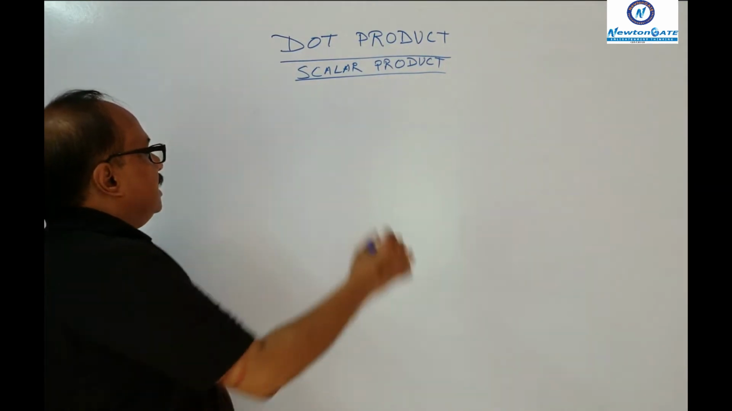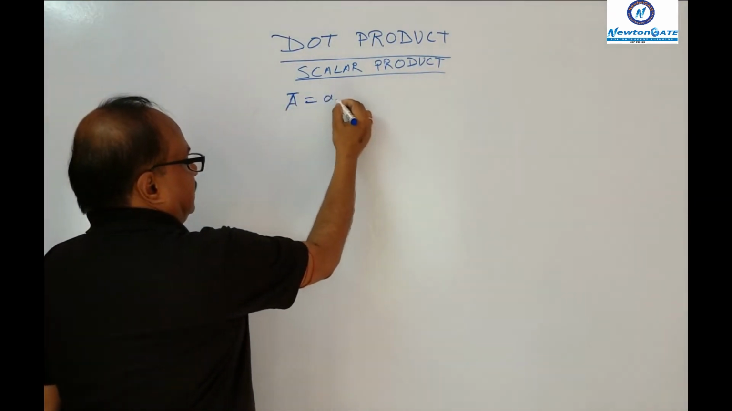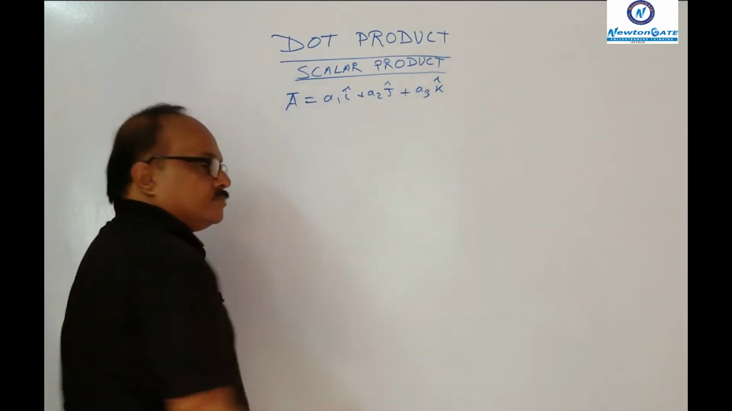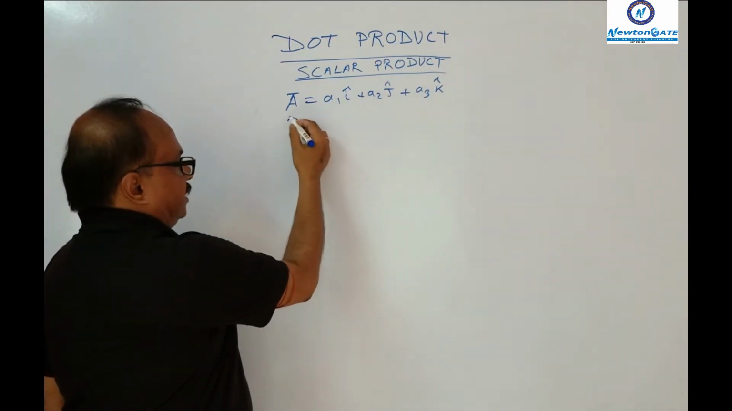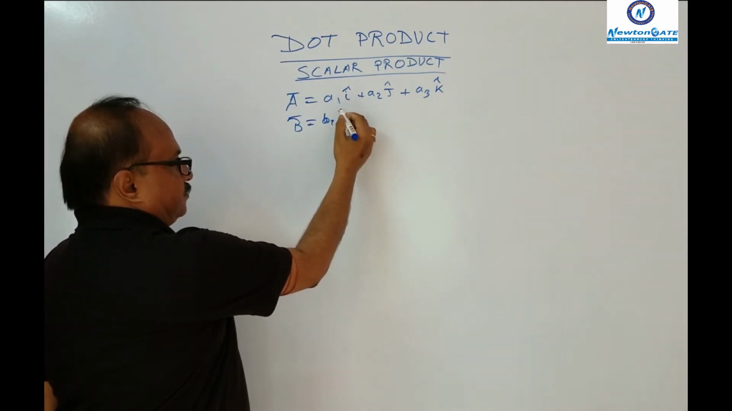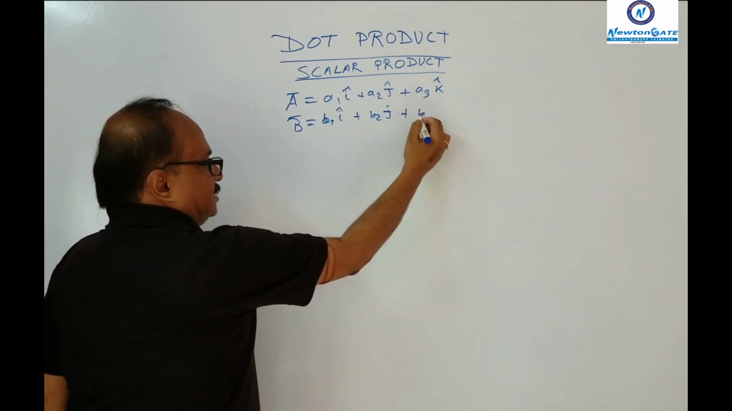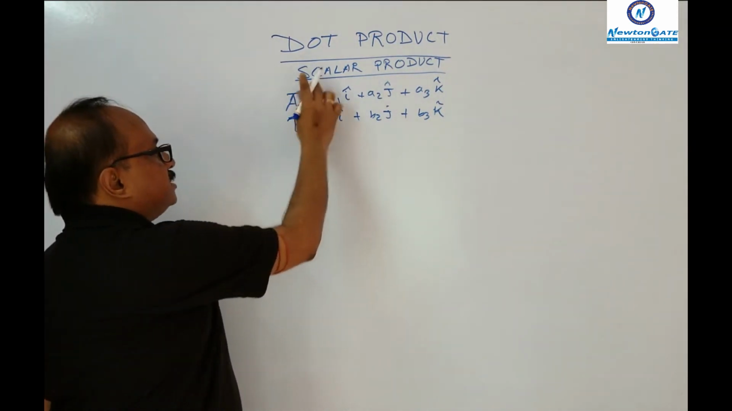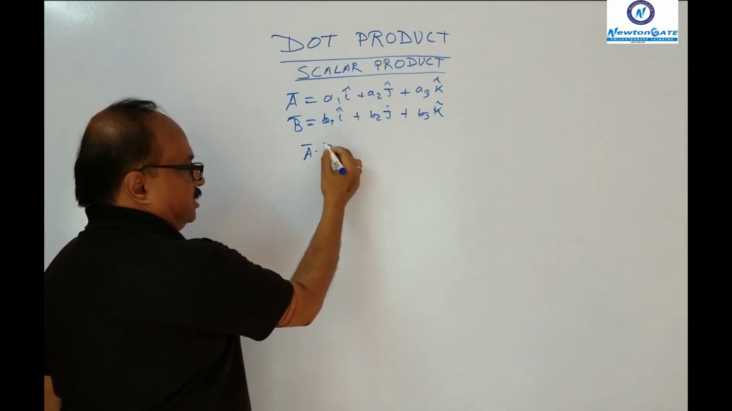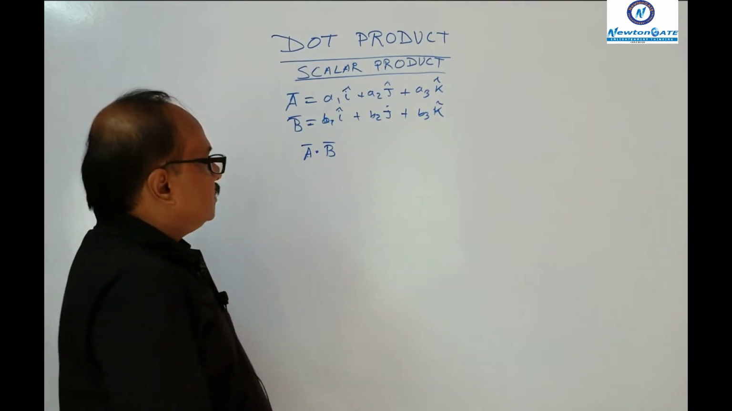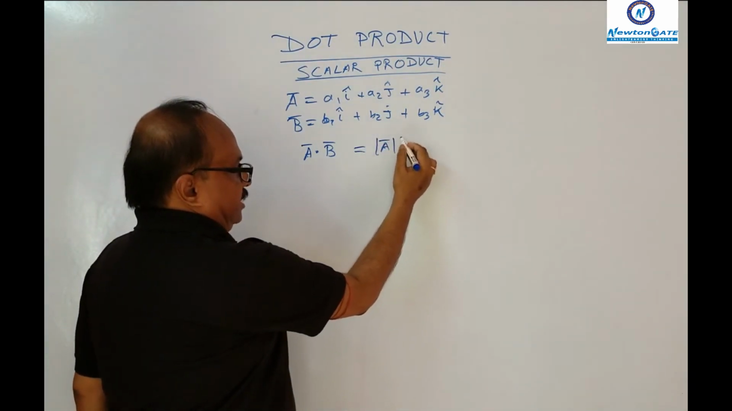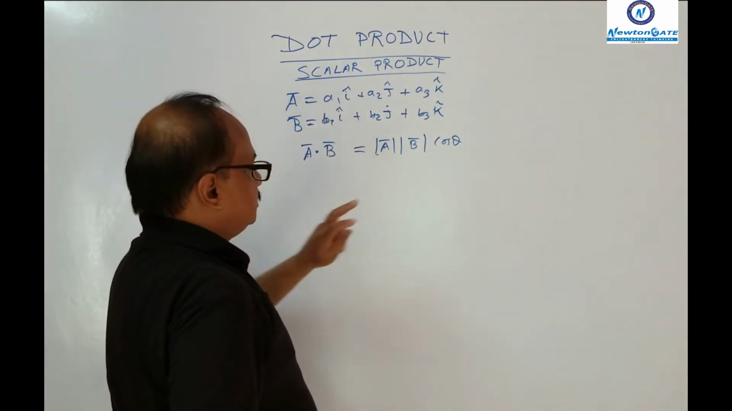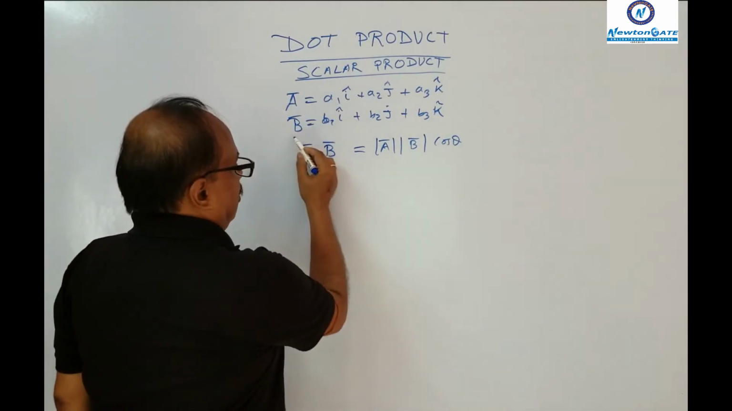Suppose you have a vector A. Let's name it as A1i plus A2j plus A3k. And another vector B, that is B1i plus B2j plus B3k. Now, if we do the scalar product, this is the way of writing it, with a dot in between. That will be equal to the magnitude of vector A into the magnitude of vector B into cos theta. Cos theta means the angle between these two vectors is theta.